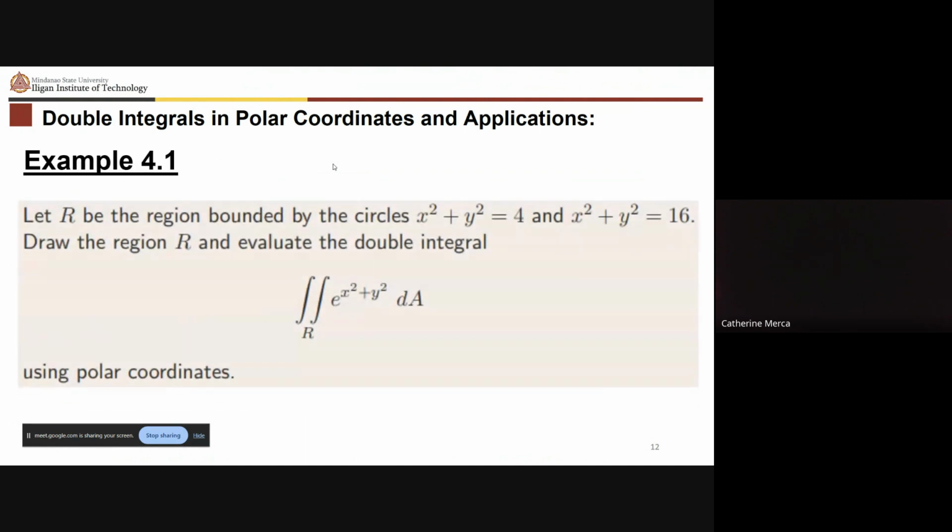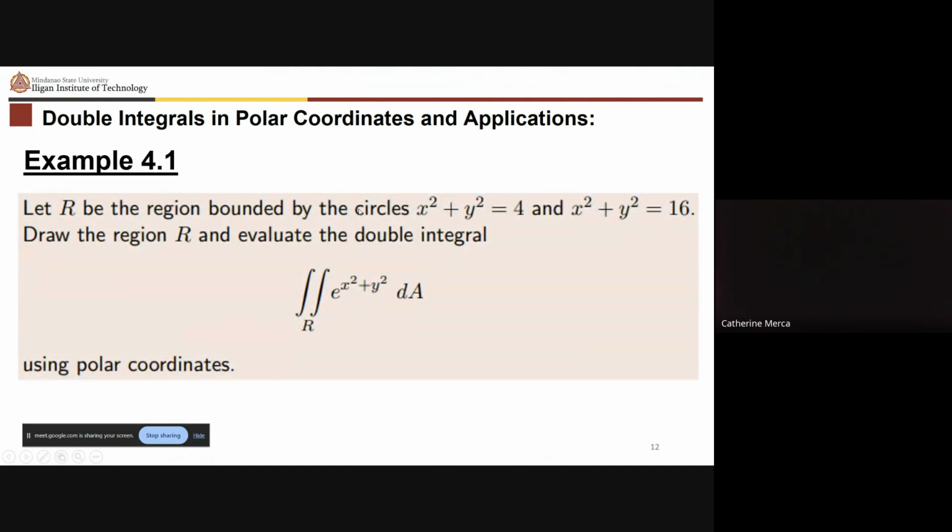Example 4.1. If we let R be the region bounded by the circles x squared plus y squared equals 4, and x squared plus y squared equal to 16. So notice that the radius here is 2. Here the radius is 4. We're asked to draw the region R and evaluate the double integral of e raised to x squared plus y squared dA over this region R using polar coordinates.